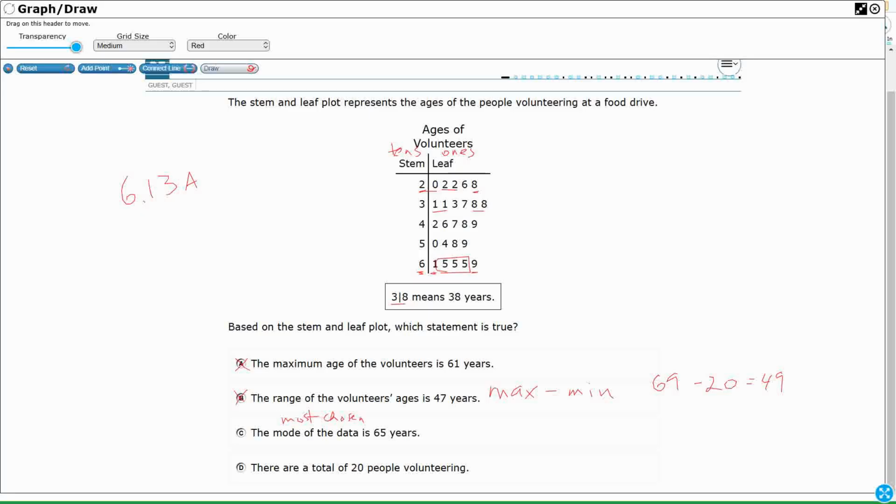So that means that there's 65, 65, 65. That's the only one that shows up 3 times. That does look correct. And there are a total of 20 people volunteering.